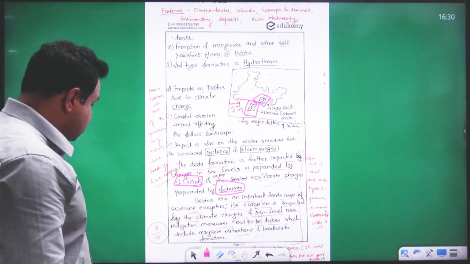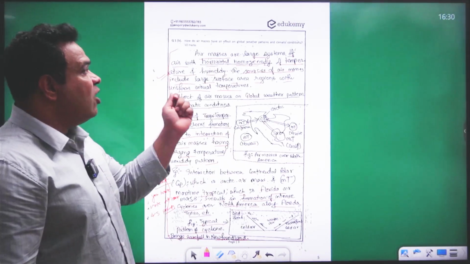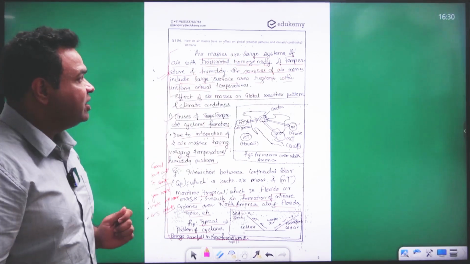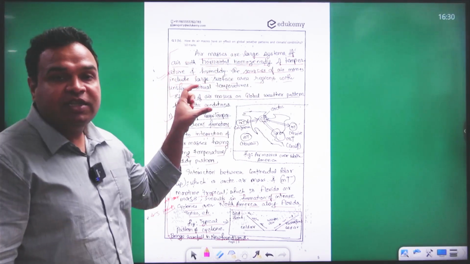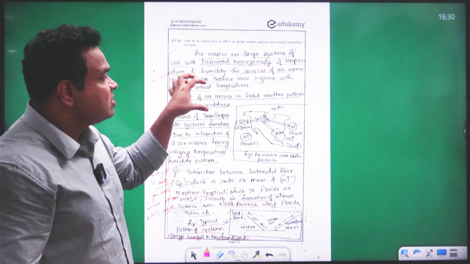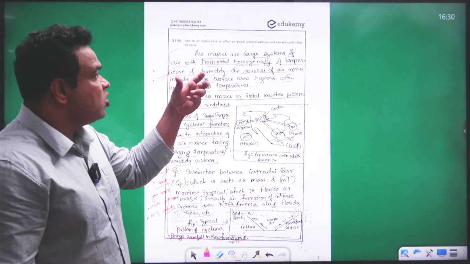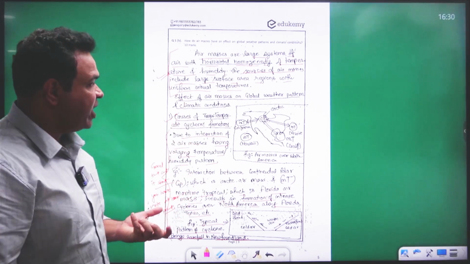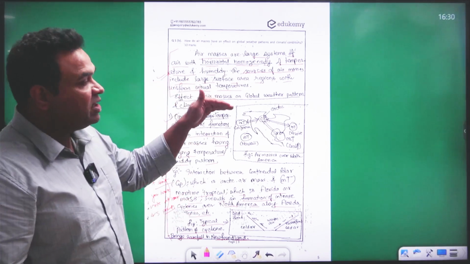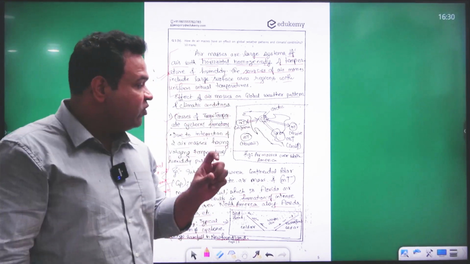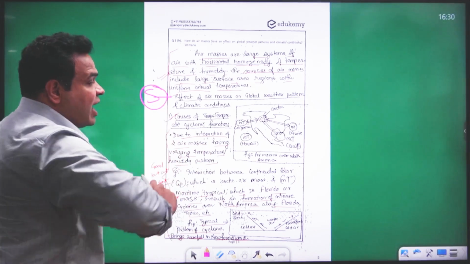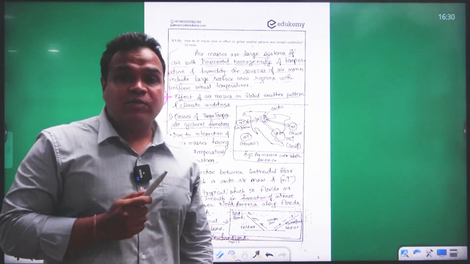Okay, ये तो एक small question था. Next है, how do air masses have an effect on global weather patterns and climatic conditions? एक small definition दी गई है where he has written the air masses are systems of horizontal homogeneity, temperature and humidity. Okay. Immediately after the introduction, you can do one thing. If you can include the schematics, that's a good thing. Yes. And try to include some diagram also.